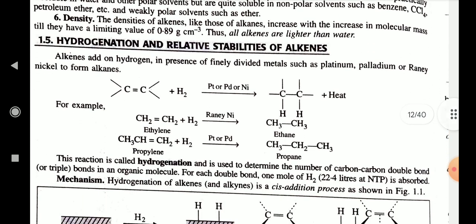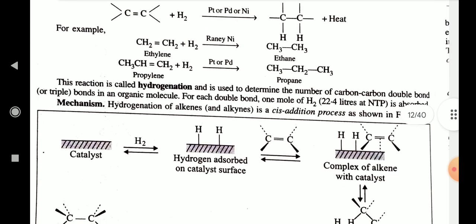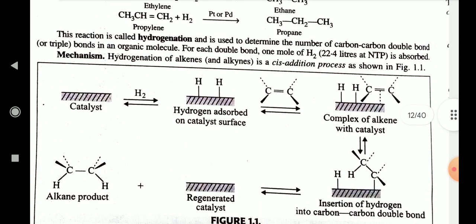Next topic is hydrogenation and relative stabilities of alkenes. Alkenes add on hydrogen in the presence of finely divided metals such as platinum, palladium or Raney nickel to form alkanes. This reaction is called hydrogenation and is used to determine the number of carbon-carbon double bonds or triple bonds in an organic molecule. For each double bond, 1 mole of H2 is absorbed.